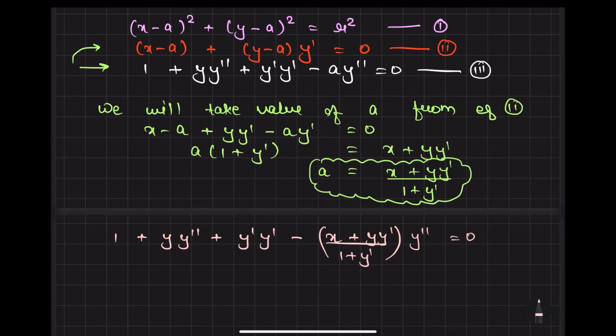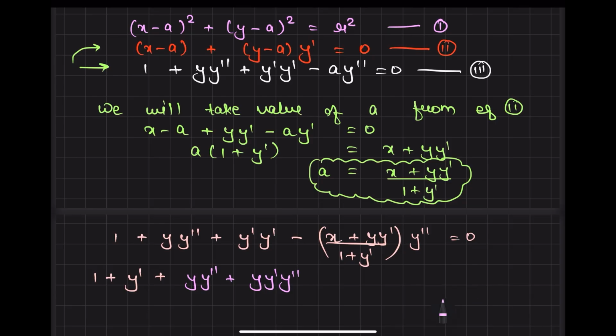Okay, now look at here. We will take LCM. So we have 1 plus y dash. Now this with 1 means I have manipulated the first component. Now second component, y double dash, and then y dash, y double dash.